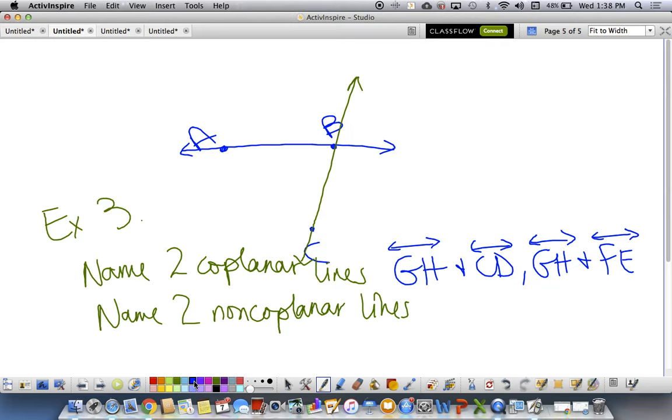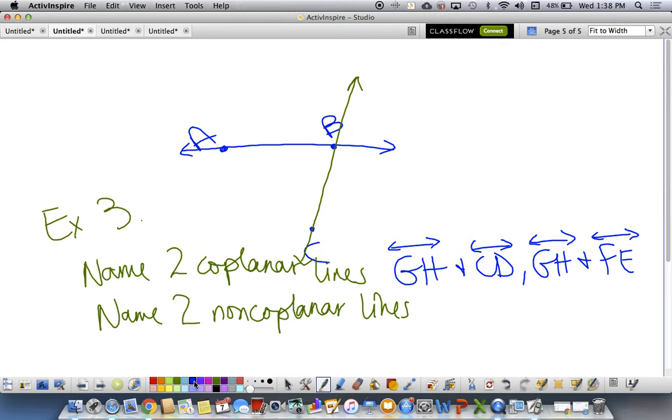Any others? I don't see any more hands. What's going on? Are there any? Yes, Paxton.